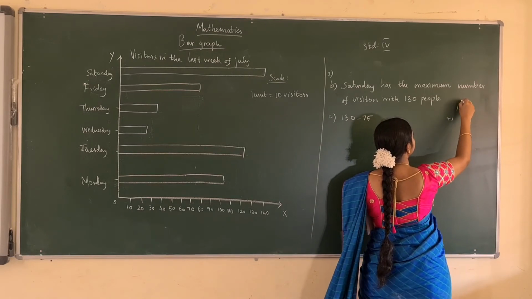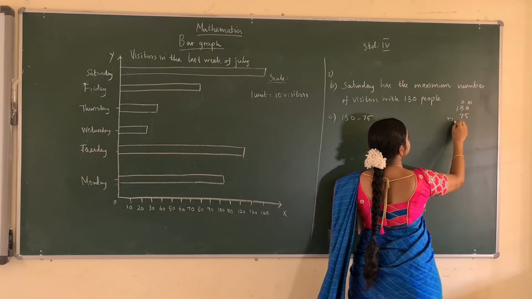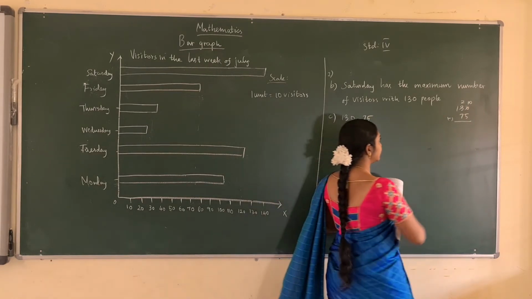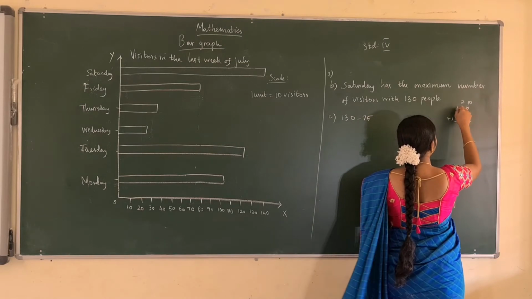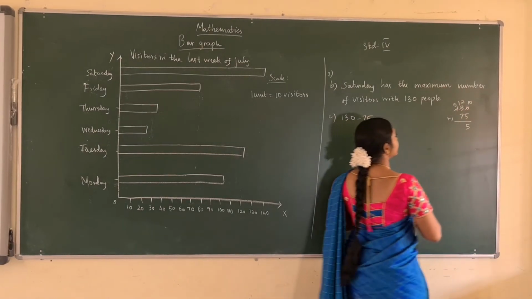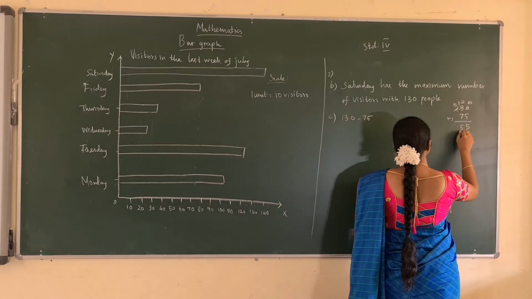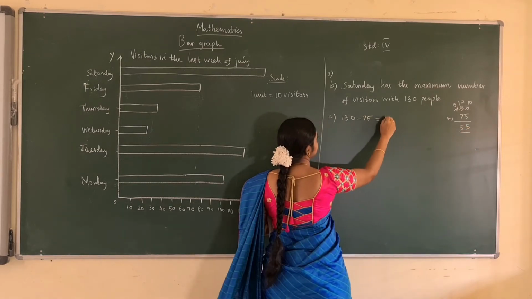Borrow from the number before. So 0 will be changed to 10, and 3 will be changed to 2. 10 minus 5 is 5. Again borrow, so this will become 12. 12 minus 7 is 5. So it is 55.